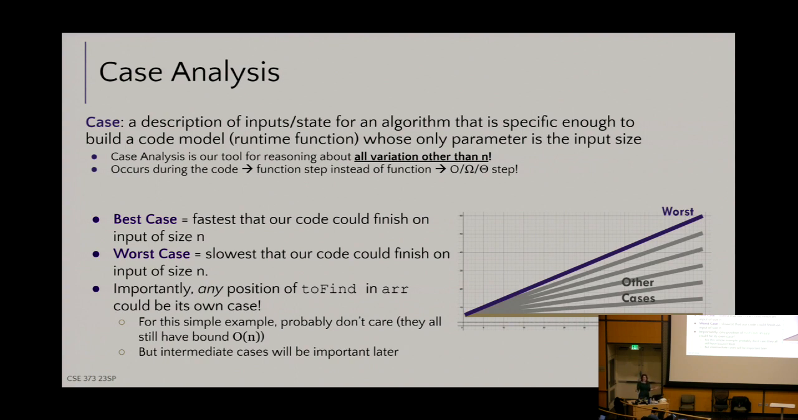So the best case scenario: what's the absolute fastest our code could run regardless of the size of n? Remember, in the linear search, it doesn't matter if the n is 10 or the n is 10,000. Same thing with worst case. What's the absolute slowest our code could run regardless of n?